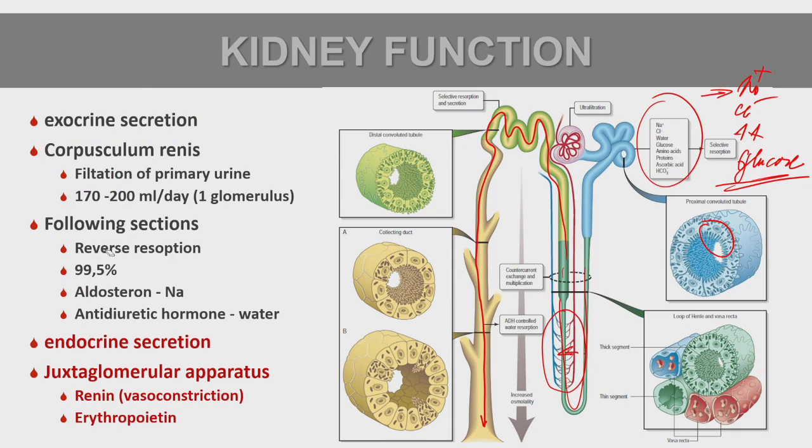Then we have some endocrine secretion, and the endocrine secretion is important for renin. Renin then is able to perform vasoconstriction, so to increase the blood pressure, increase the blood flow in a renal riverbed, but also the kidney is excreting a second interesting substance, which is also a hormone, which is called erythropoietin. Did you hear about it?